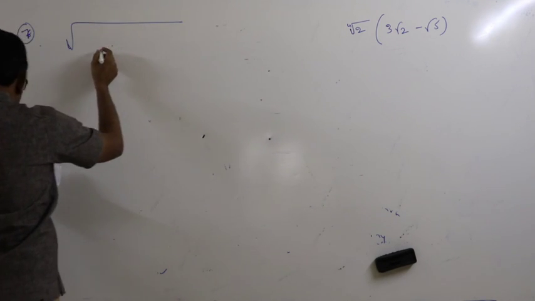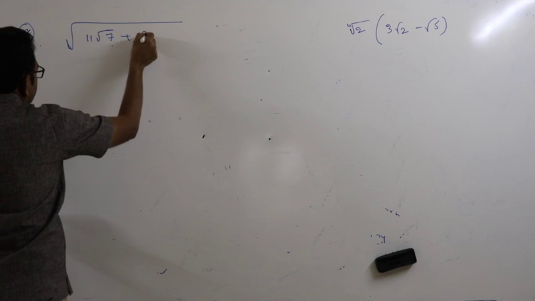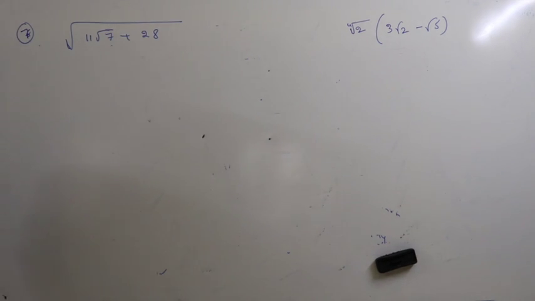Square root of 11 root 7 plus 28. You try this problem, I will give you just 2 minutes time. 11 root 7 plus 28.